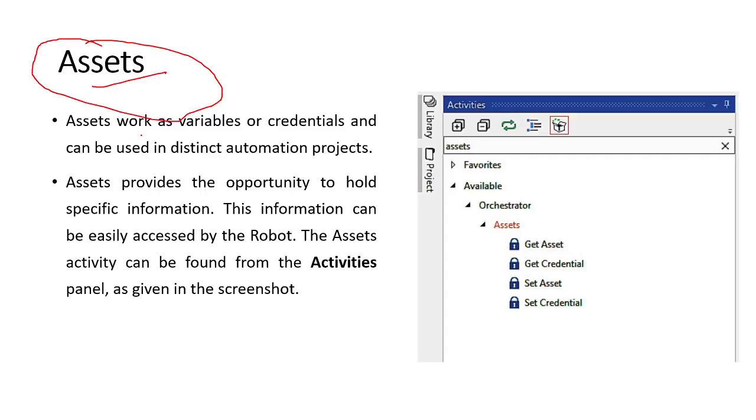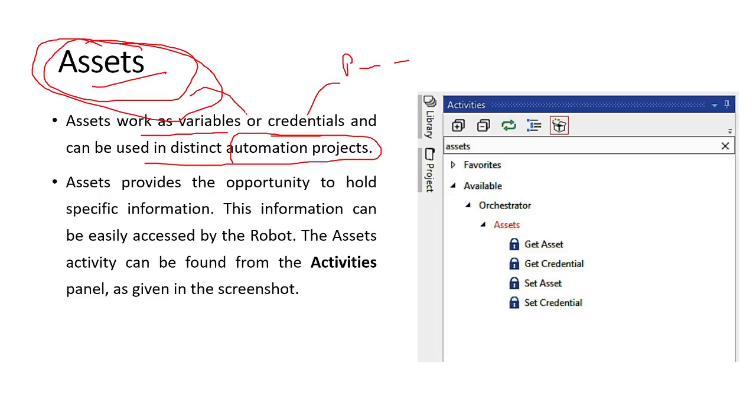Assets work as variables or credentials and can be used in different automation projects. Basically, an asset's job is to store the variables or credentials. Credential means usually a username and password and so on, that will be stored in these assets, which can be accessed by different automation projects, right? Understood? Okay. Assets provide the opportunity to hold specific information, as I said, in the form of a variable or in the form of credentials.